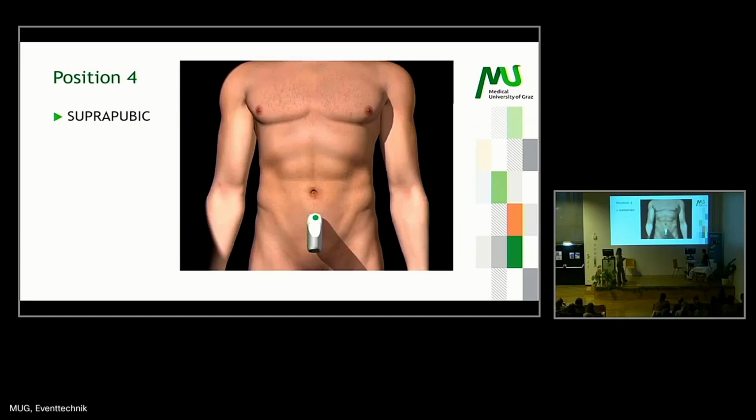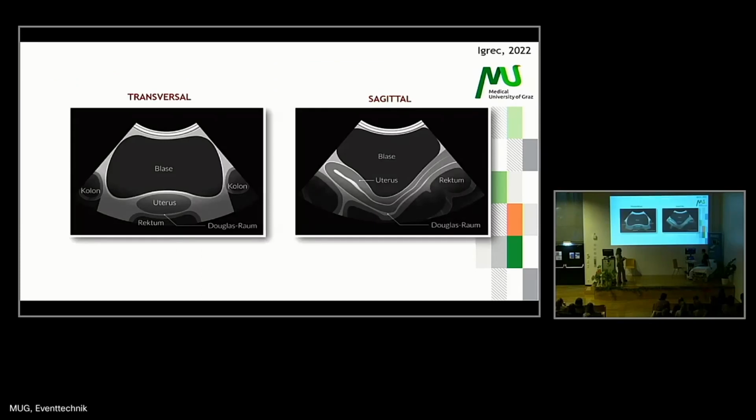Suprapubic, we are going to do the examination in two projections, transversal and sagittal. And it is really important to know that anatomy in women and men is a little bit different. So in women, we have in this area the Douglas pouch, and in men there is the Proust pouch. And we are going to look at it in transversal and in sagittal projection.